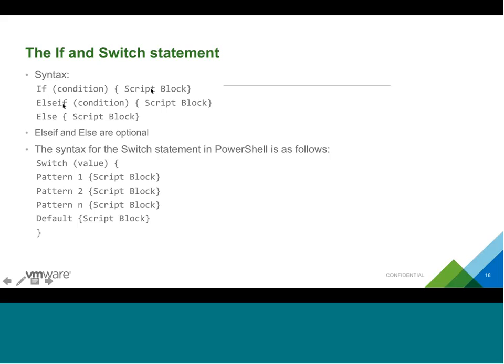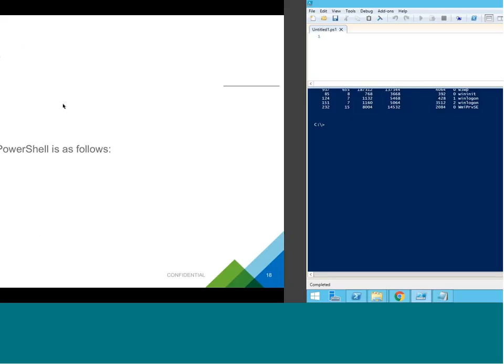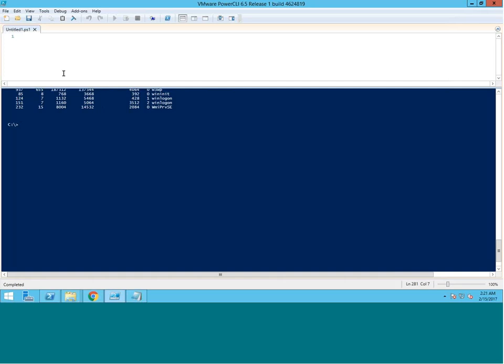You can run nested checks with else if, and then else. If everything else fails, then else will be run. Typically we say if else. If this is true, then do this. Otherwise, do that. So let's see an example.